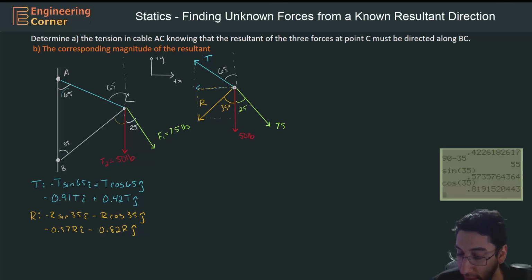All right, now the 50-pound force is easy. It's only in the y direction. So this force, I think I called it F2, is just going to be minus 50j.